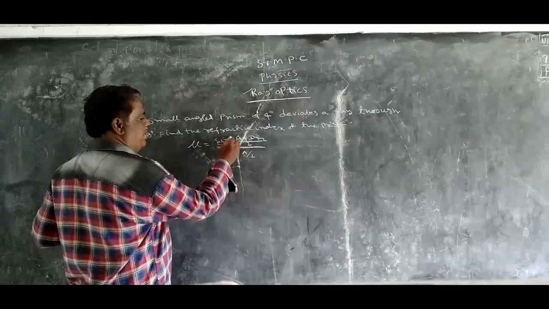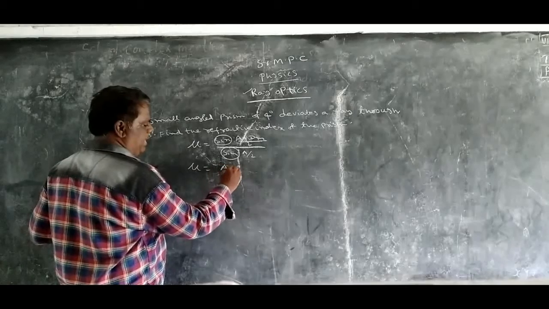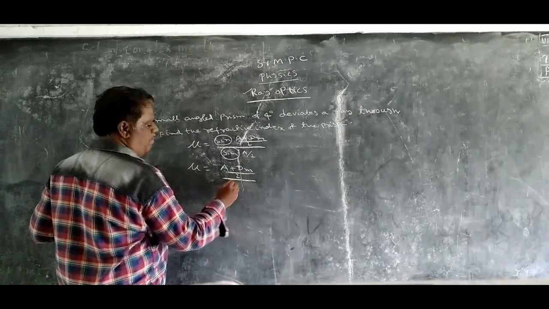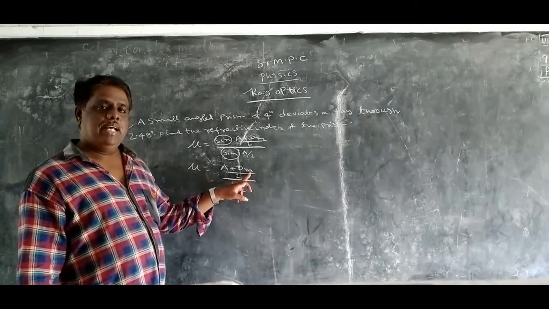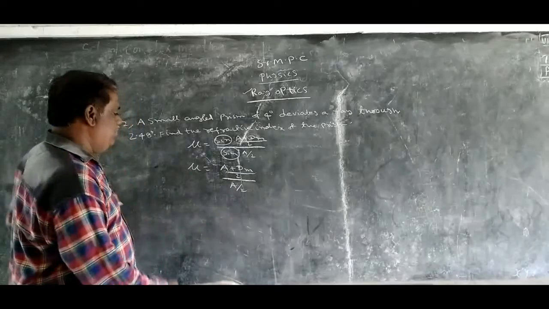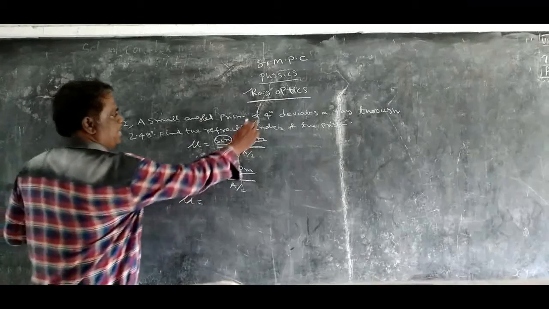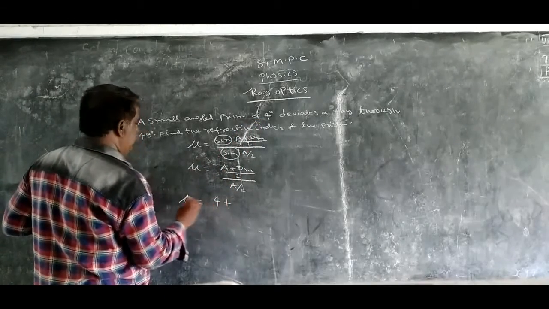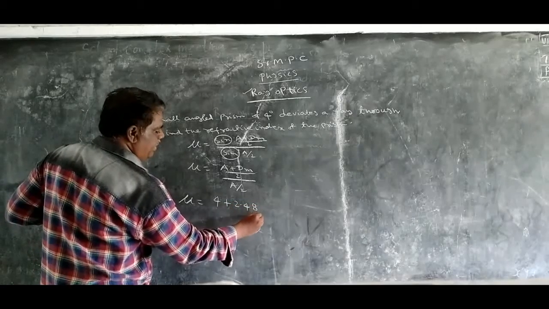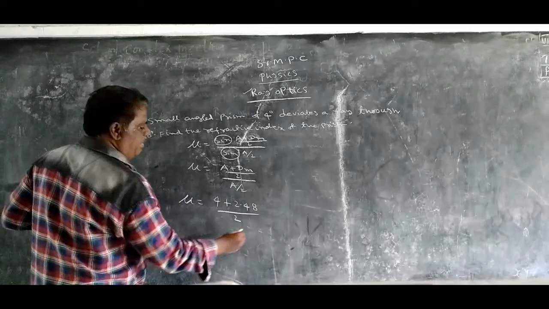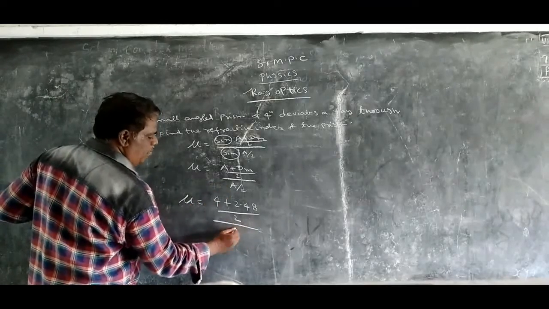So for a small angled prism, you neglect the sin value and the formula becomes mu is equal to (A plus D_m) by 2 by A by 2. Here A is the angle of prism, D_m is the minimum deviation. So substitute the values here. Mu is equal to angle of small angled prism A value 4 plus minimum deviation 2.48, by 2, by again A value 4 by 2.